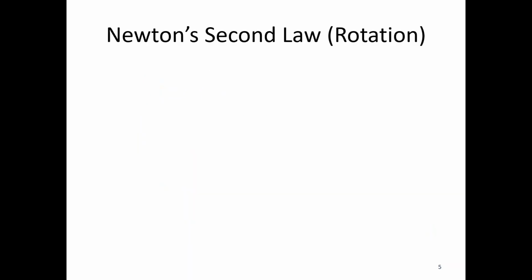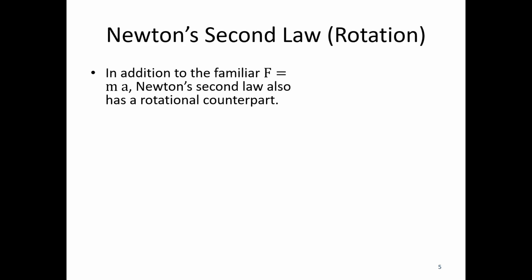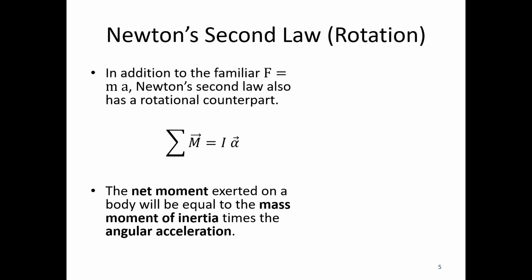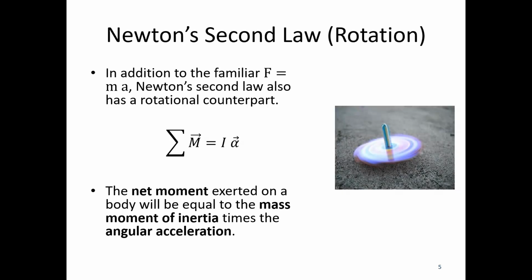Alright, so for rotation, we have something similar. So in addition to the similar F equals ma, Newton's second law can also have a rotational counterpart. So that is going to be M equals I alpha. So the net moment exerted on a body will be equal to the mass moment of inertia, I, times the angular acceleration, alpha. So for something like this top, if I know the moment I exert on the top, I know the mass moment of inertia of the top, I can figure out the angular acceleration on this top.